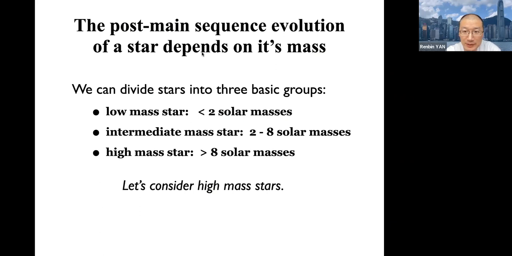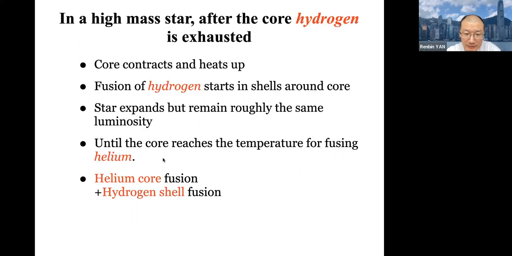The post-main sequence evolution of a star depends significantly on its mass. And as I said before, we divide stars into 3 categories: low mass stars, intermediate mass stars, and high mass stars. We looked at low mass stars, and they will end up as a white dwarf. Next, we are going to look at high mass stars, so stars that are more massive than 8 solar masses. What kind of ending would that make?